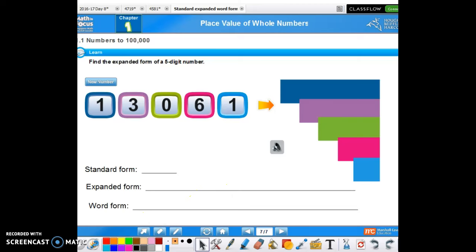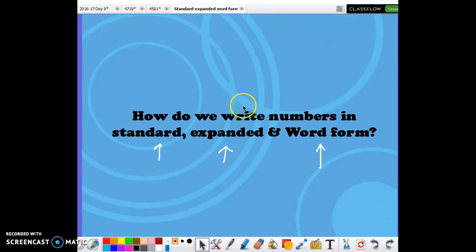So all of these will help you answer our main question for today, which is how do you write numbers in standard form, expanded form, written word form?